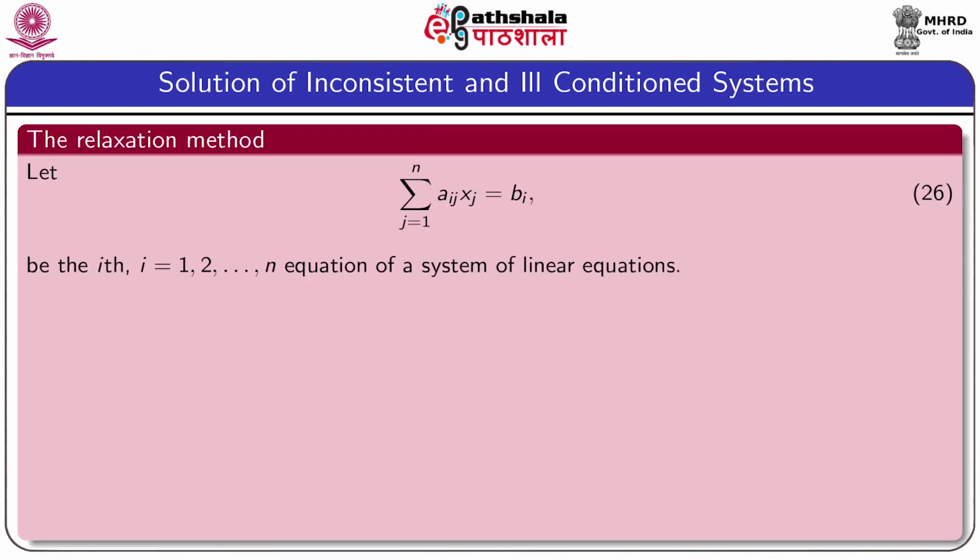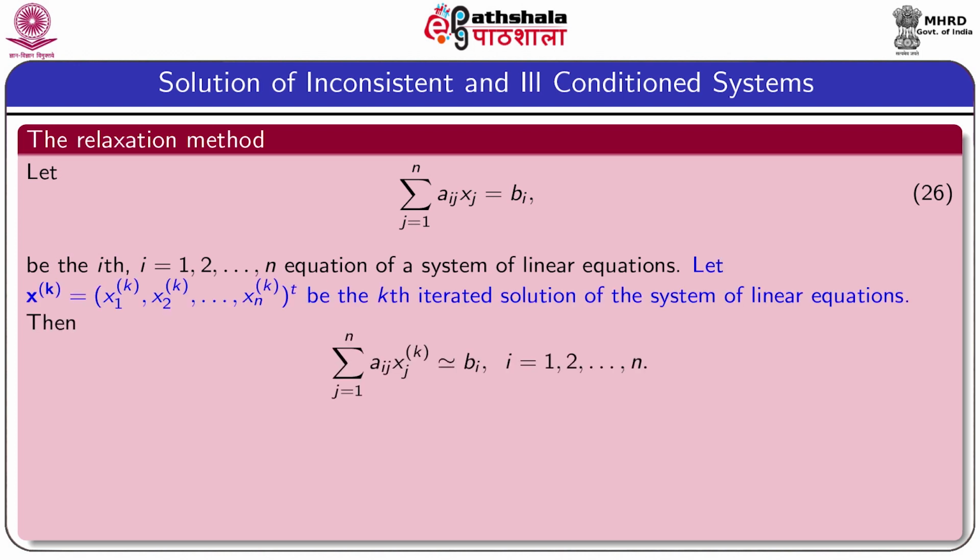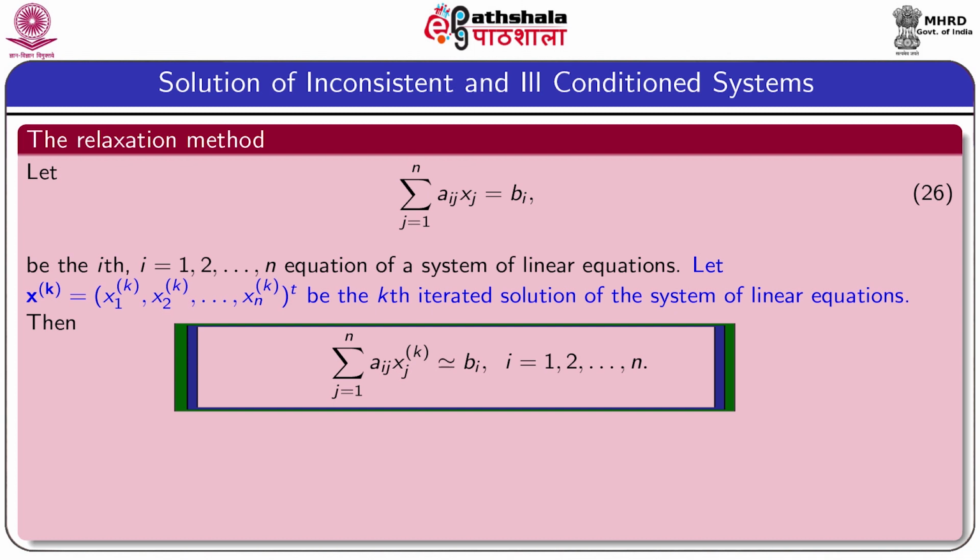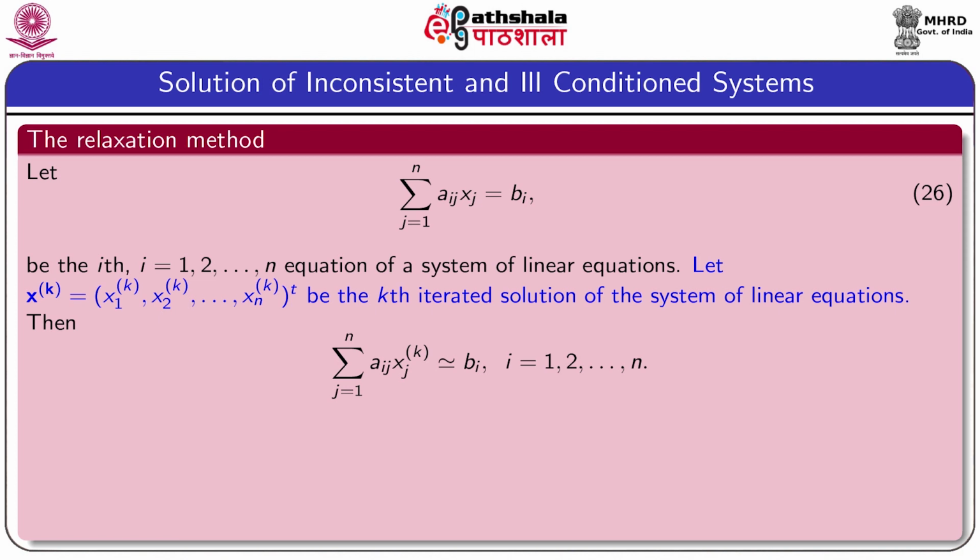Now we describe the relaxation method to solve an ill conditioned system of equations. Let summation over j equal to 1 to n of aij xj equal to bi be the ith equation of the given system of linear equations, and let the vector xk, equal to x1k, x2k up to xnk transpose, be the kth iterated solution of the above system. Then summation over j equal to 1 to n of aij xjk is approximately equal to bi for all i equal to 1 to n.